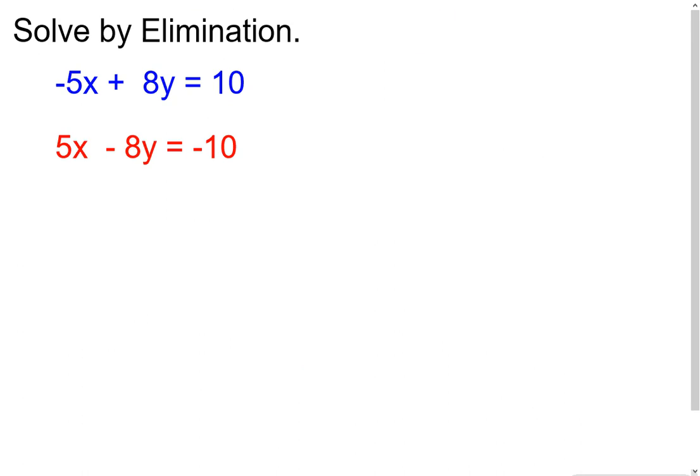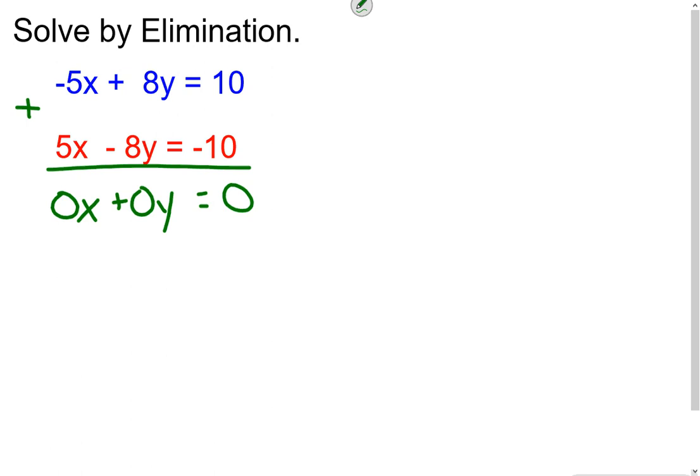I have another one. We're going to solve this one by elimination as well. So this time I look at it, and I'm going to start with my x's and go, oh, I can eliminate my x's by adding, because I noticed that one's a negative 5x, one's a positive 5x. If I add those two together, I get 0x. Then I go to my y's. Well, 8y plus negative 8y, that's 0y. And then 10 plus negative 10, that's 0.